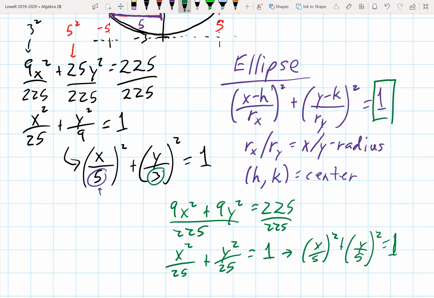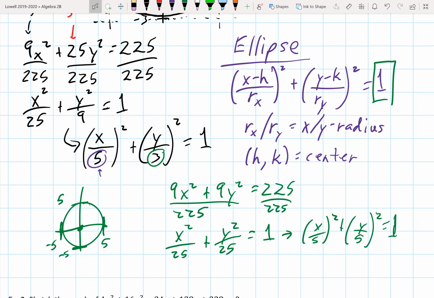My ellipse is centered at the origin, and I go out in the x direction 5, out in the y direction 5. In other words, you're just going to have this, where this is 5, this is negative 5, this is negative 5, and that's 5.